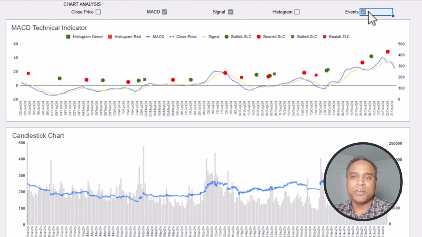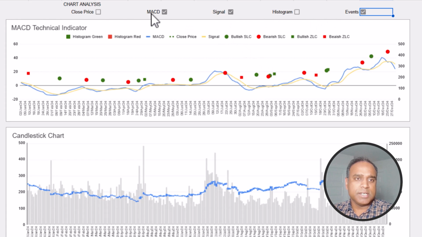So as I enable the event, you will see the bearish and bullish signal line crossovers shown with the green and red circles, and similarly the zero line crossovers are shown with squares, so you can see what type of signals the MACD indicator is sending for the specific stock in the specific window of time.